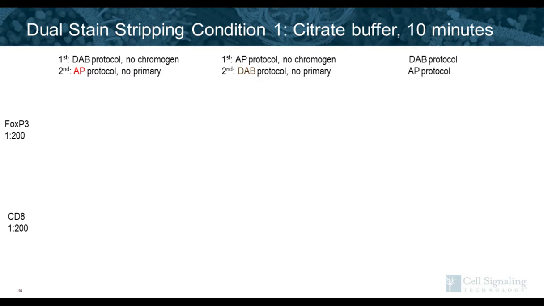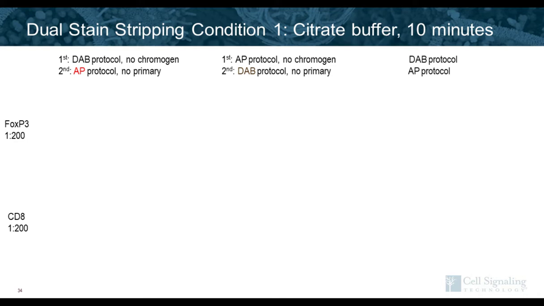So after the single plex optimization with both antibodies and chromogens, we need to test the efficacy of our stripping step. I want to describe the process that was used to determine if our antibody stripping step led to complete removal of the first primary antibody. I ran the dual plex protocol for each of these conditions. First, I ran the DAB protocol but did not include the DAB chromogen. I only applied the primary antibody. Then I applied the stripping step, in this case citrate buffer heated to 100 degrees C for 10 minutes. I then ran the alkaline phosphatase protocol with no primary antibody.